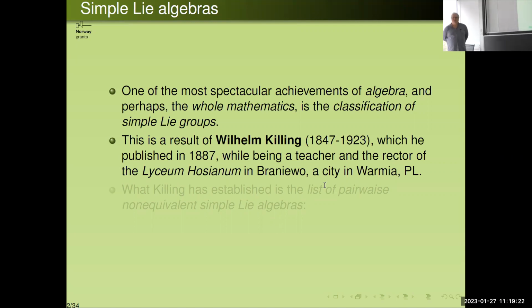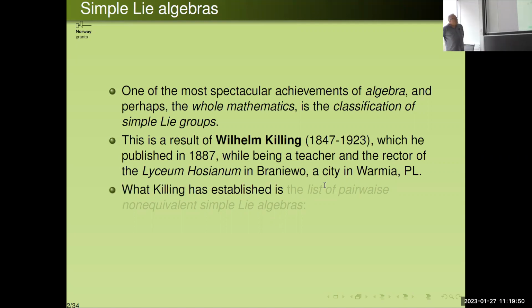It started from this Liceum Hosianum, which was on Warmia, and Warmia is some enclave in Eastern Prussia. So it is this Catholic enclave in the Eastern Prussia, and there was this Catholic school which was called Liceum Hosianum, and Killing was rector of this school. And while being rector of this school, he made this classification of simple Lie algebras.